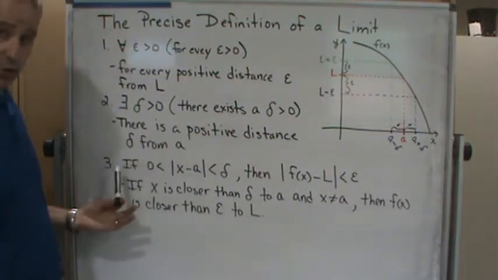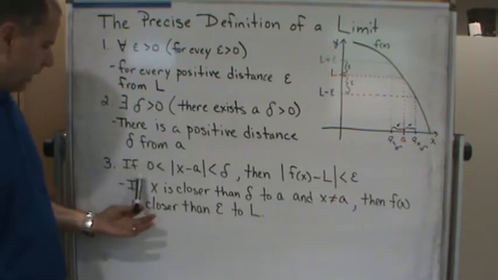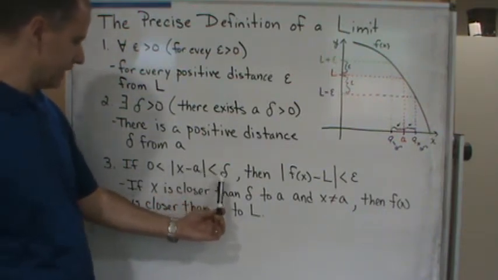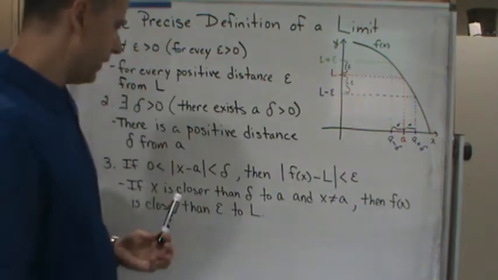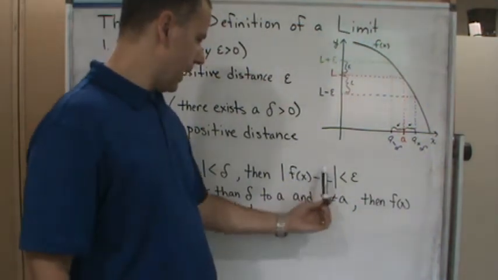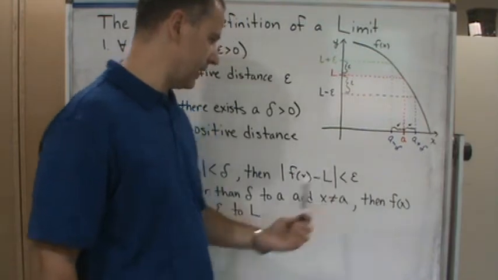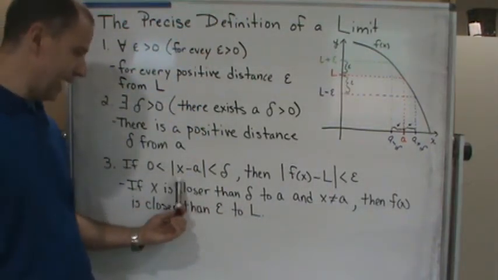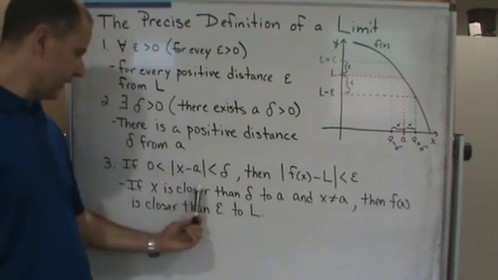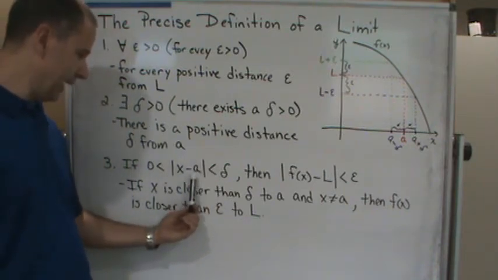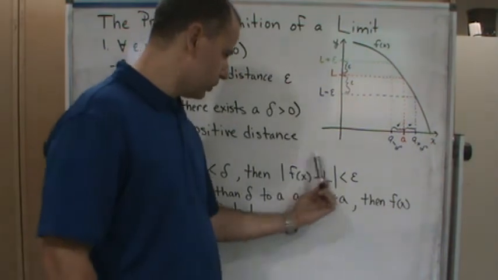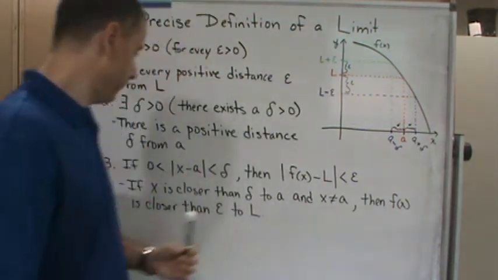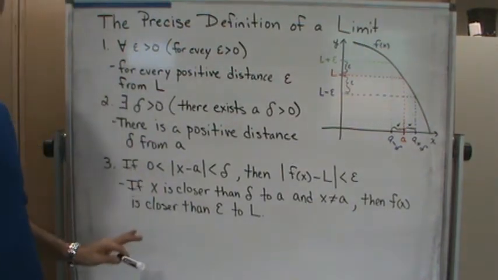And then this conditional here says, if this positive distance from A is less than delta, then guess what? This positive distance is going to be less than epsilon. So what does it mean? It says, as I'm getting closer and closer to A, I'm getting closer and closer to L. That's what this is saying.